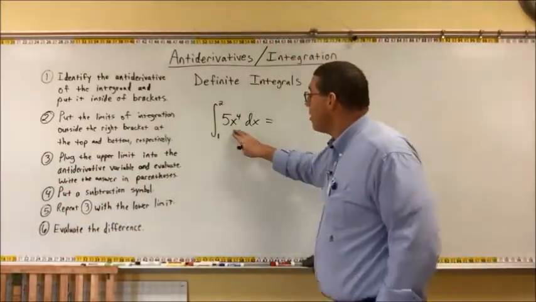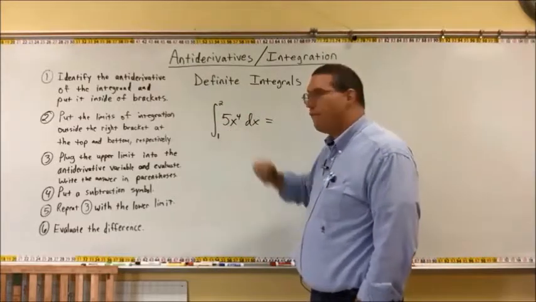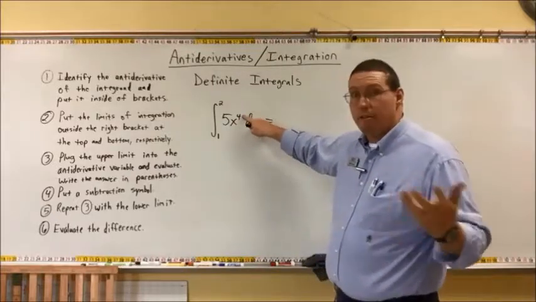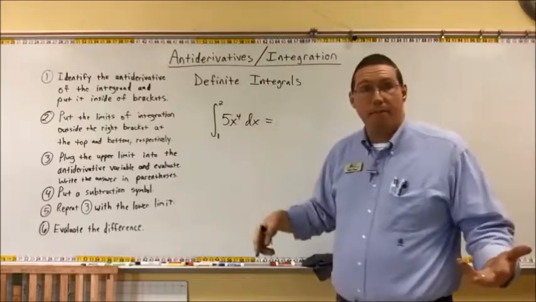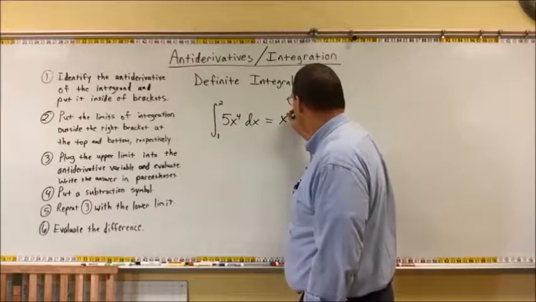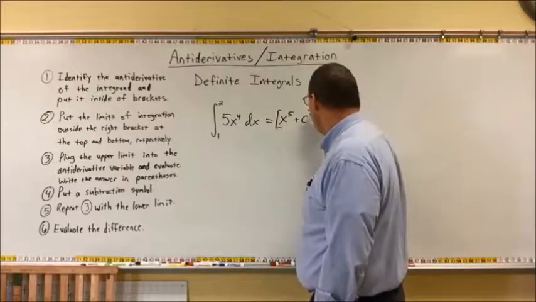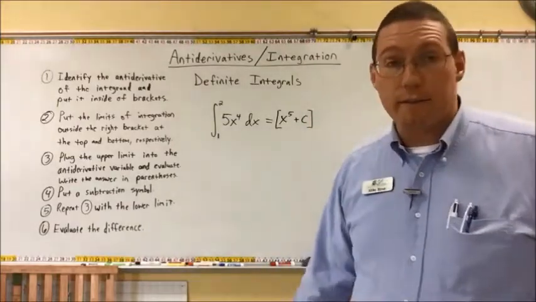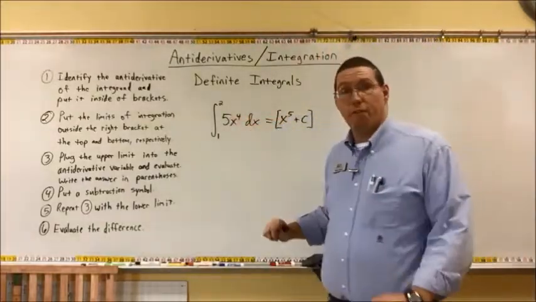So let's do this. Step 1 says identify the antiderivative of the integrand. Well, the antiderivative of 5x to the 4th, well, the power is going to go up by 1, so it's going to be x to the 5th. Then we're going to divide by the new power, 5, and 5 divided by 5 is 1. So the antiderivative here is going to be x to the 5th power. We're going to put it in brackets, but we're going to put on the plus c. So actually we're going to put in x to the 5th plus c, because that is technically the indefinite integral. That's the antiderivative of 5x to the 4th, right?